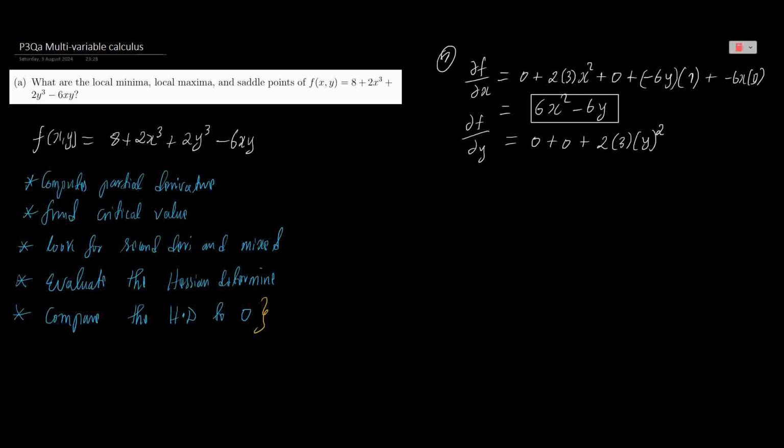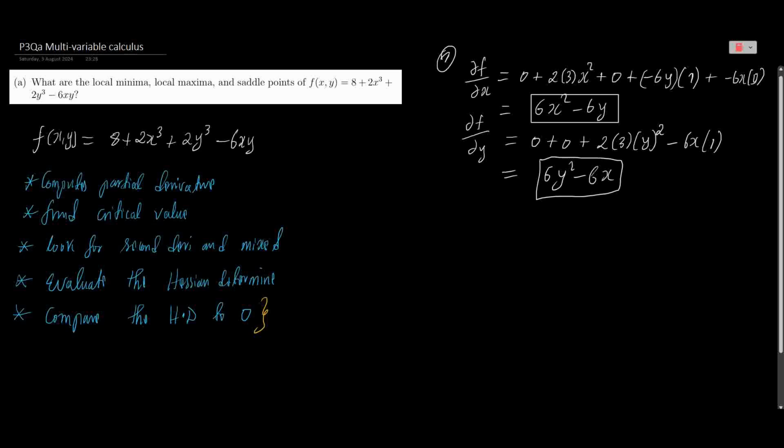Now, the next step is we do the same for our product, because negative 6xy is a product. So we have to keep minus 6x constant. When we differentiate y with respect to y, we have 1. So this will simply be 6y squared minus 6x. So that's our partial derivatives, and we've actually completed the first step.